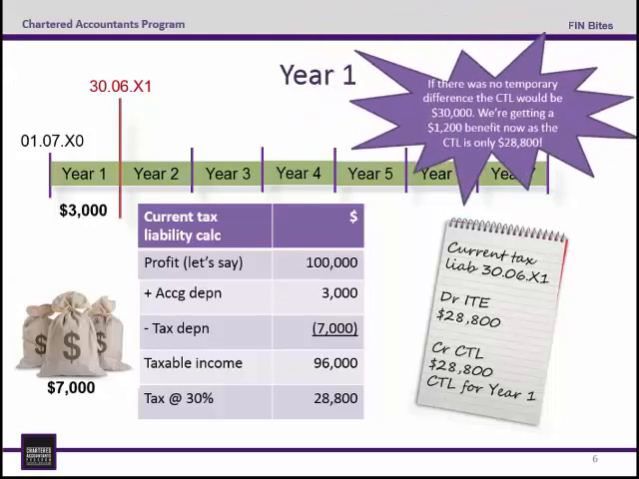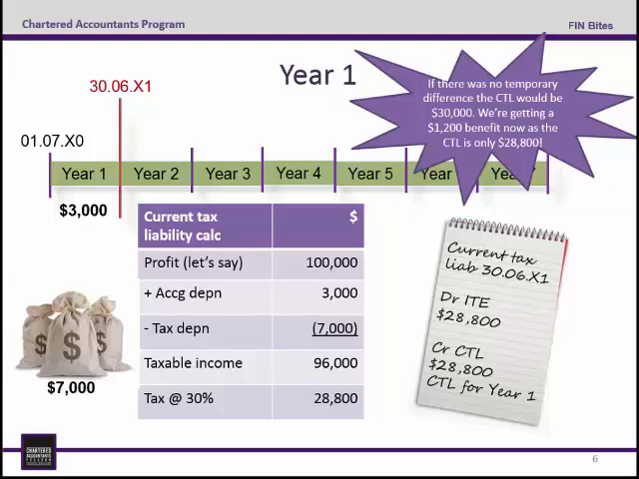So if there was no temporary difference, the current tax liability would have just been $30,000. If we didn't have that depreciation difference between tax and accounting, we just have profit of $100,000 at a tax rate of 30%, we'd have a current tax liability of $30,000. But because we've got this temporary difference relating to our machine, we've got a current tax liability of $28,800. So we're getting a $1,200 benefit now. So let's take a look at how we treat that benefit.